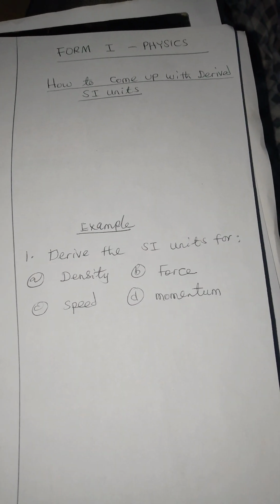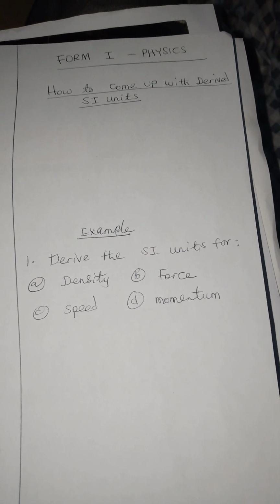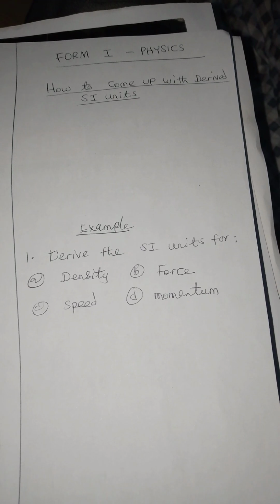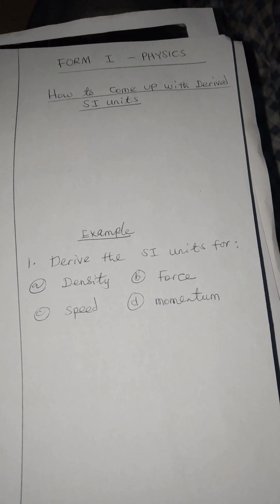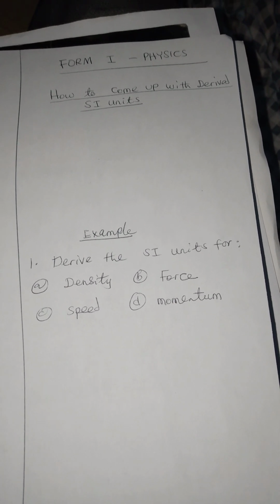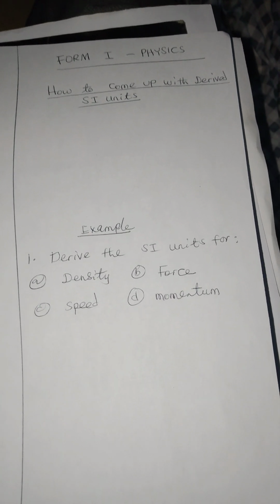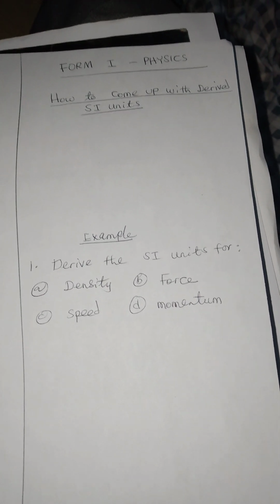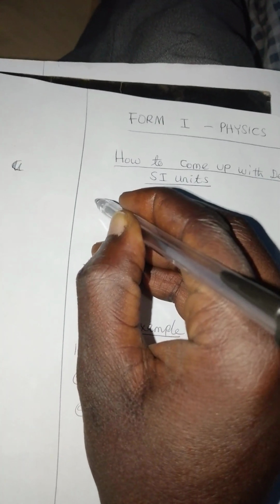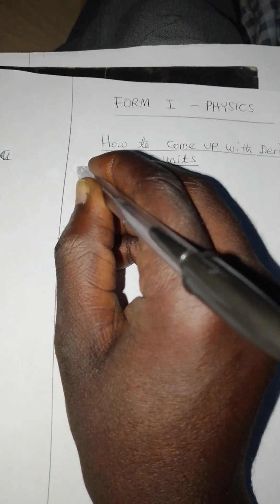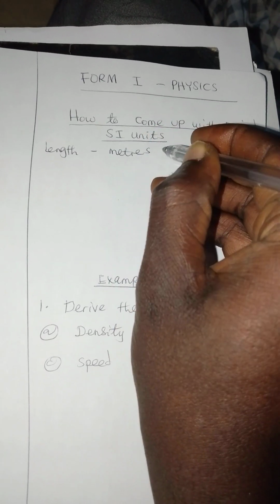In this tutorial, we'll start looking at how to come up with the derived SI units. For us to understand this, we need to remember the 7 SI units, but in this case we'll focus on length. We know length is a physical quantity and its SI unit is meters. The symbol is m.